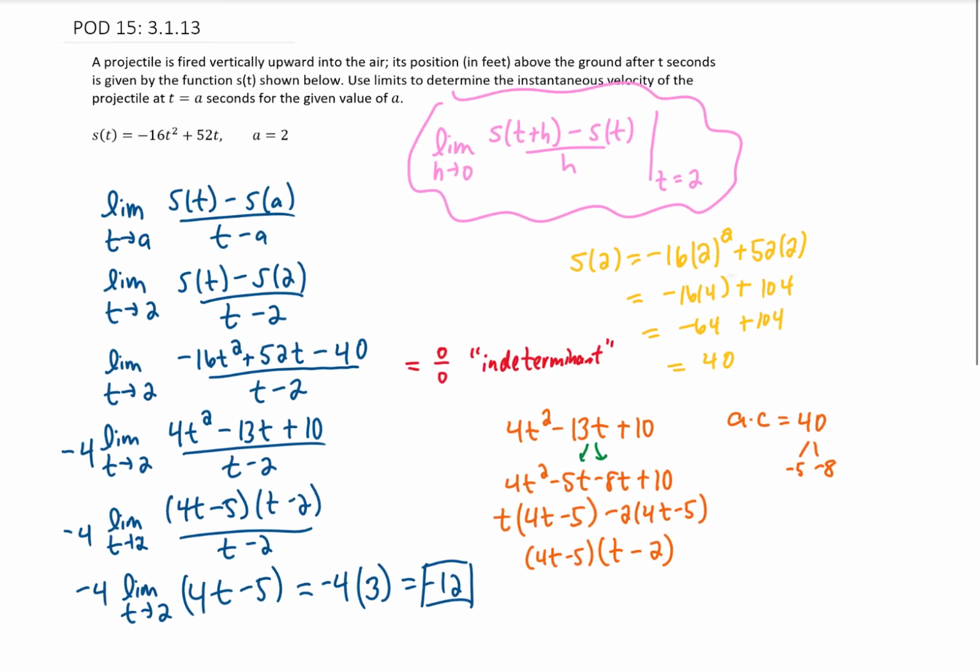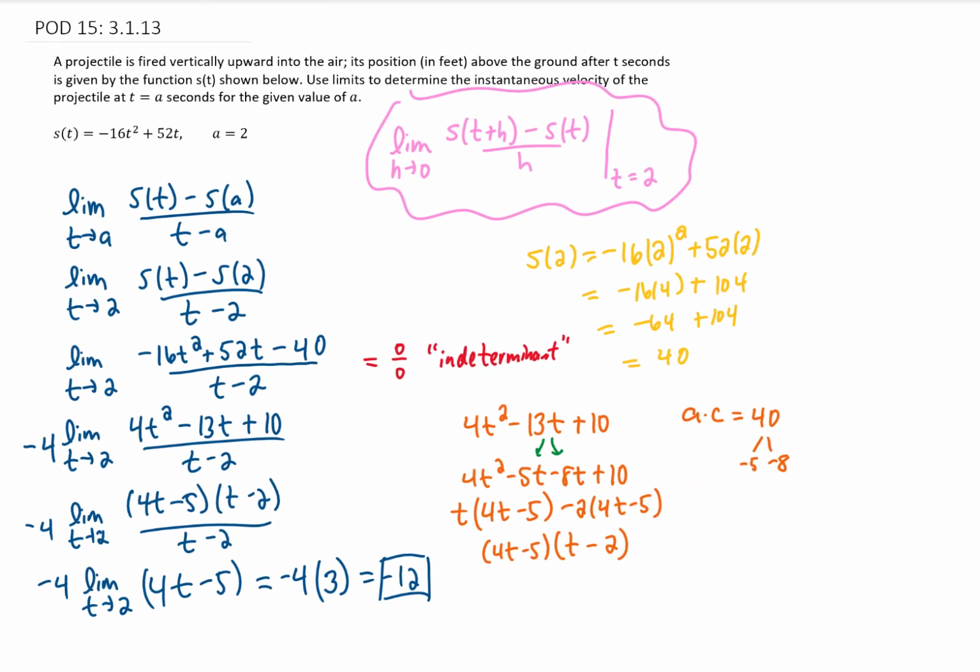And I think I need to go back up to the original problem to see what the units on this thing are going to be. It looks like our position s is measured in feet, and our time t is measured in seconds. So the units on this are going to be feet per second. So what did we just find? Well, given an object that follows this position function right here, after t equals 2 seconds, that object has a velocity of negative 12 feet per second, which means that it's falling at a rate of 12 feet per second.